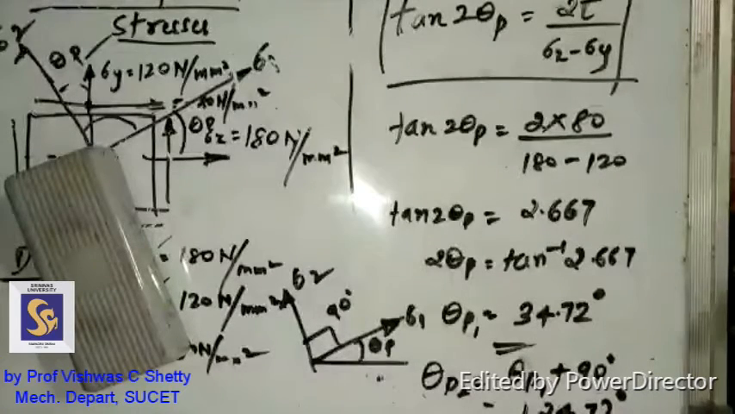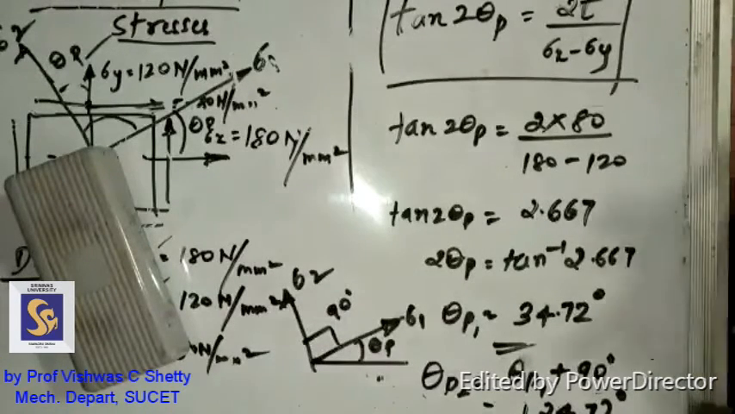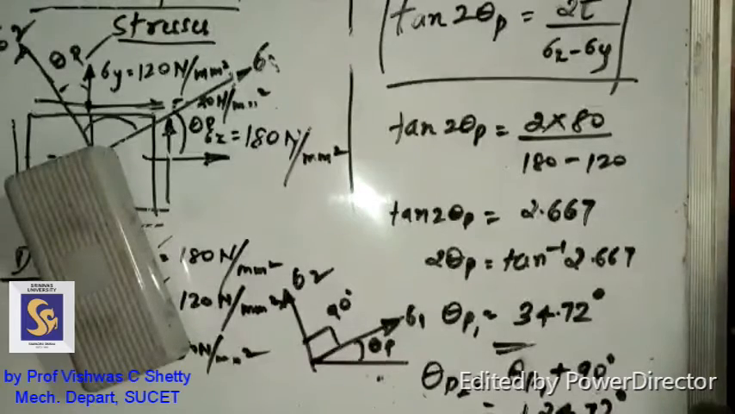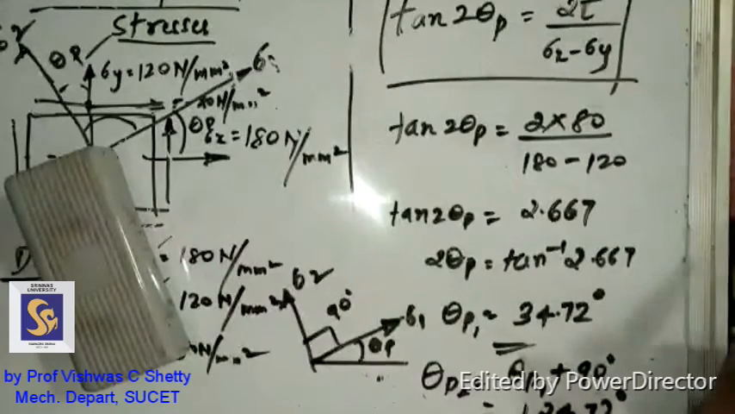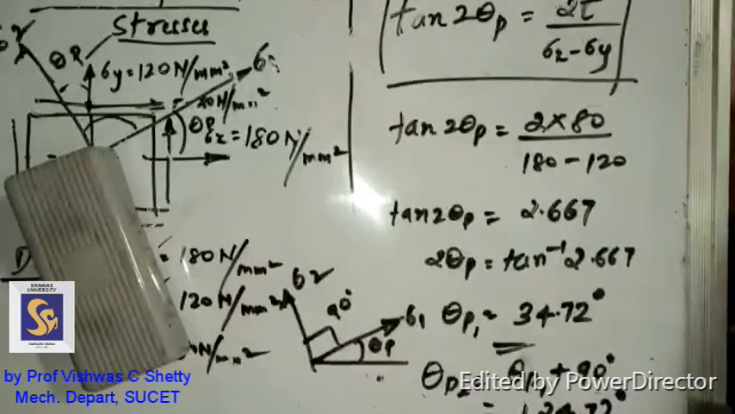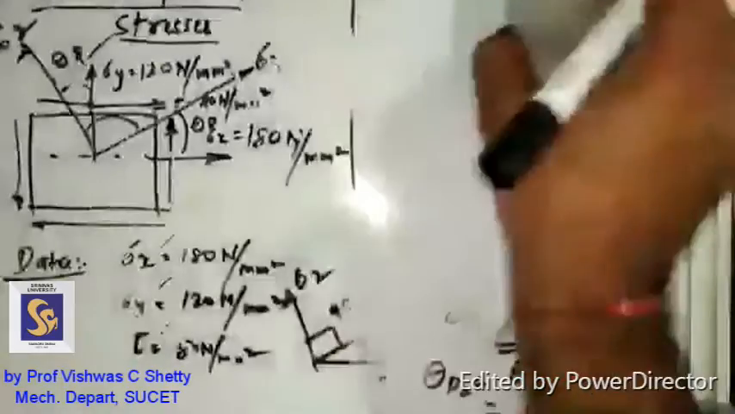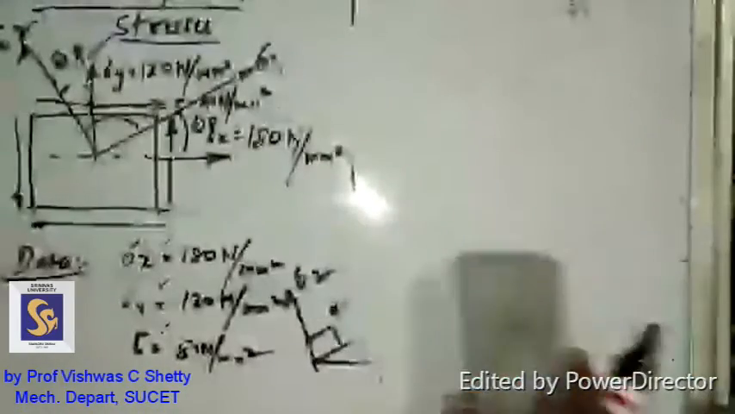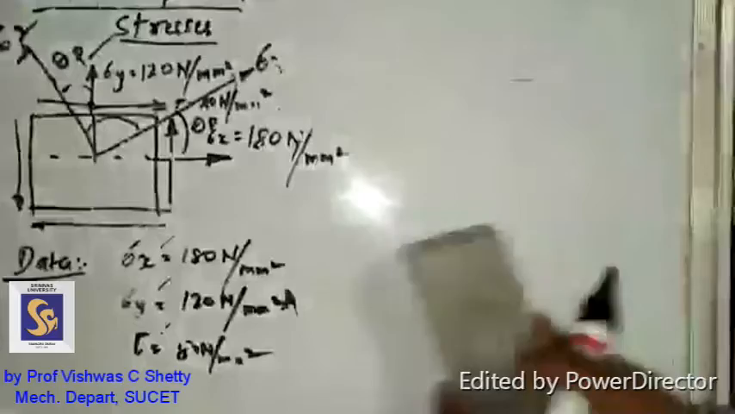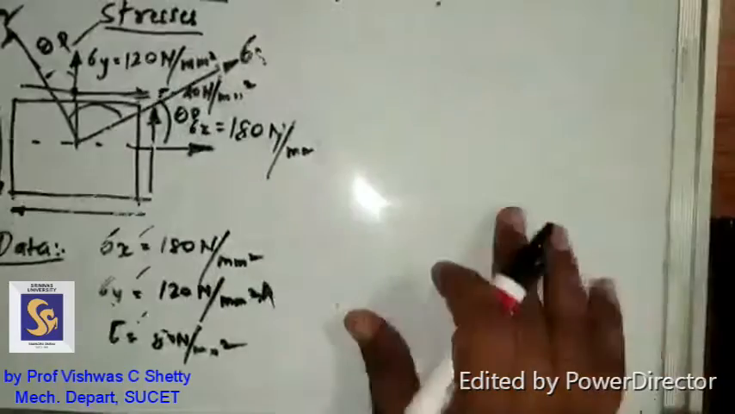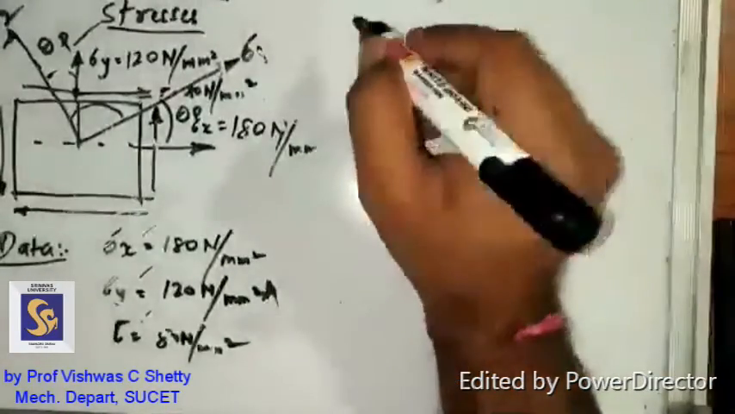Next, what they've asked. We calculated the magnitude of principal stress. We also calculated the direction of principal stress. Then we have to calculate the magnitude of maximum shear. So maximum shear also has to be calculated. How to calculate maximum shear? What is the angle at maximum shear? Do you remember? Better do it in that way itself.